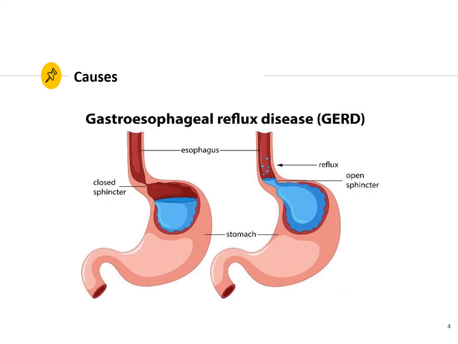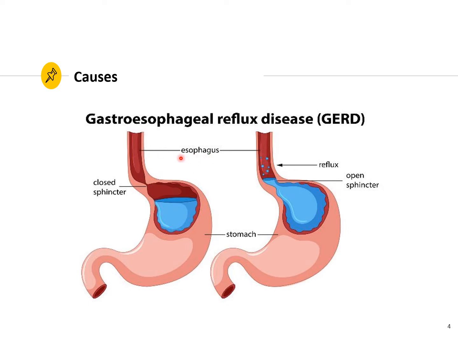So what are the causes of GERD? The main cause is the dysfunction of this sphincter. It's called the lower esophageal sphincter, or LES. It is a circular band of muscle at the end of the esophagus.